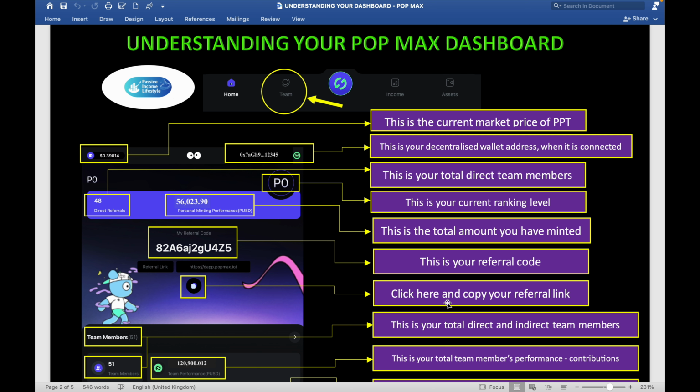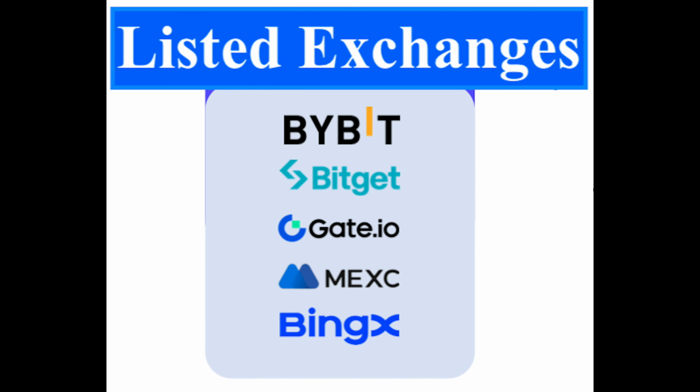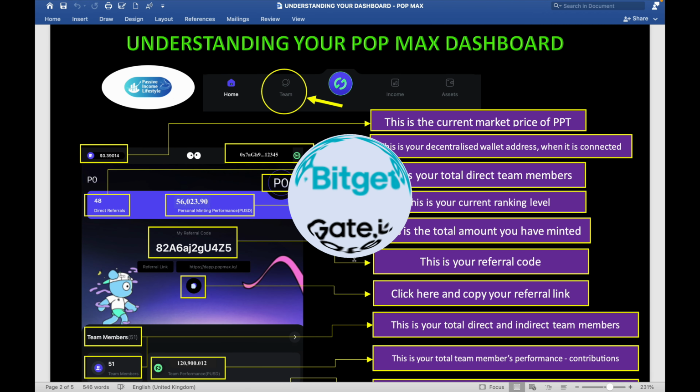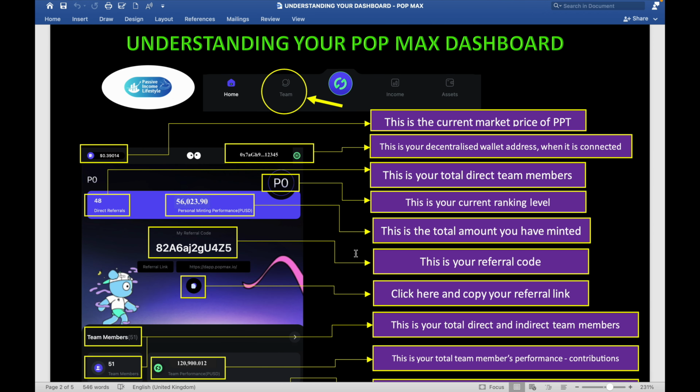When you click on the team tab, the first thing you see is the current market price of PPT. As you guys know, what we are maintaining in this platform is PPT, and PPT is the Pop social token that has been listed in different major exchanges in the crypto space. So that is what you get. The current market price of that token is what you get on the top left corner of your team tab.